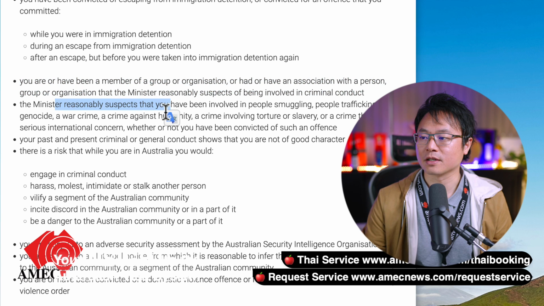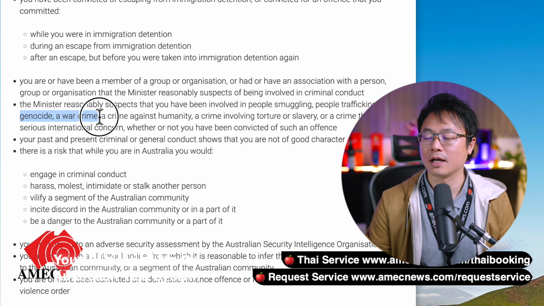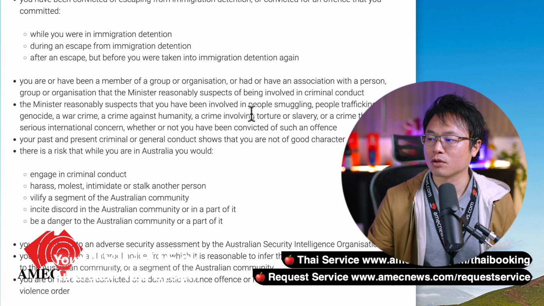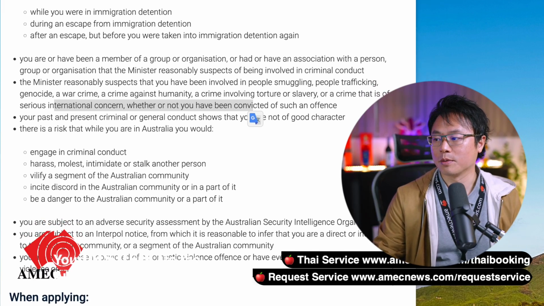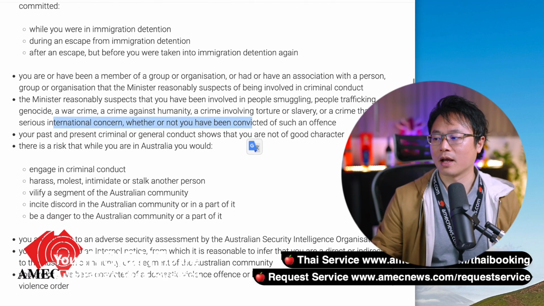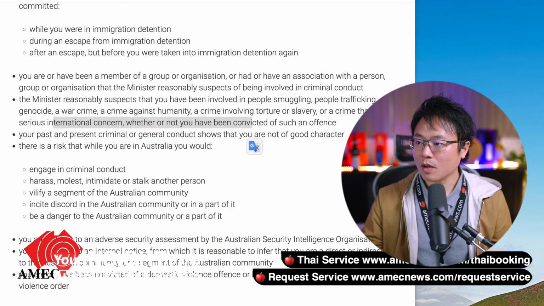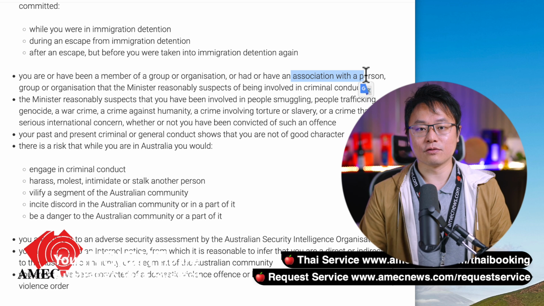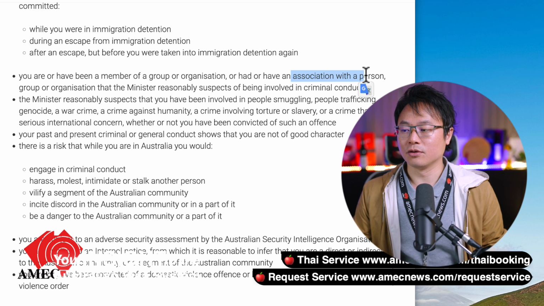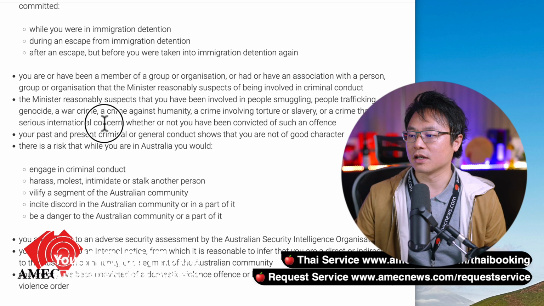Okay, and the next one: the minister reasonably suspects that you have been involved in people smuggling, people trafficking, genocide, war crime, a crime against humanity, crime involving torture, slavery, or crime that is of serious international concern, whether or not you have been convicted of such an offense. So here we go, that's a big one. I haven't really met anyone who had actually committed such a crime, but it's a serious one. Usually the general society won't have this kind of issue, but you might not be directly involved. If we look at what the law says, if you have been associated, the definition of association can expand a lot. So make sure that you are not in any way associated or involved in such events.